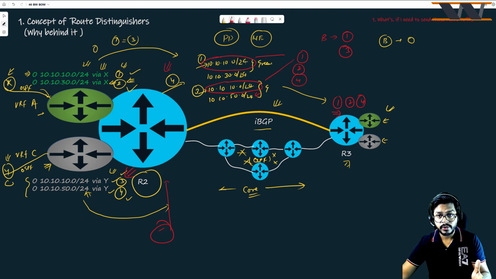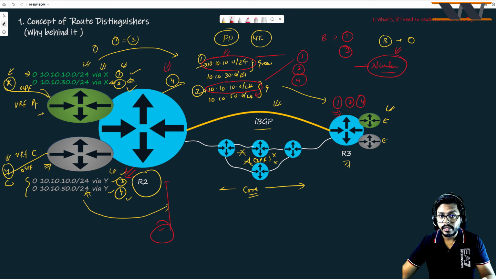How will I make sure that BGP understands it? It is done on the basis of a number, right? So I believe you understand why we need this number. We need this number, otherwise BGP gets confused. BGP says that these two routes are the same, but these two routes are not the same. We want to create a difference between them. We want to make sure that BGP understands the difference, and that is why we are going to attach a number at the front of this route, right?